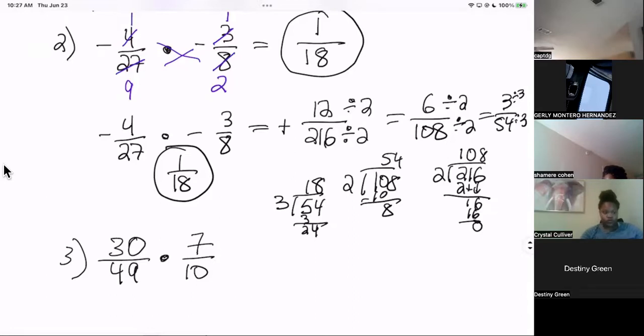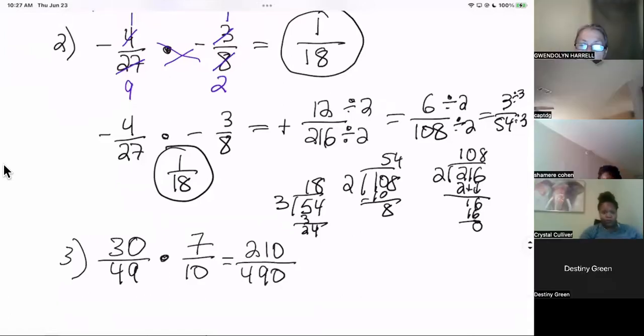Okay, so how did we do? I could multiply across, I'll do it both ways, depending on which way you did it. If I multiply across, I know 30 times 7. Well, 7 times 3 is 21 plus a 0, 210. And then 49 times 10 is going to be 490.